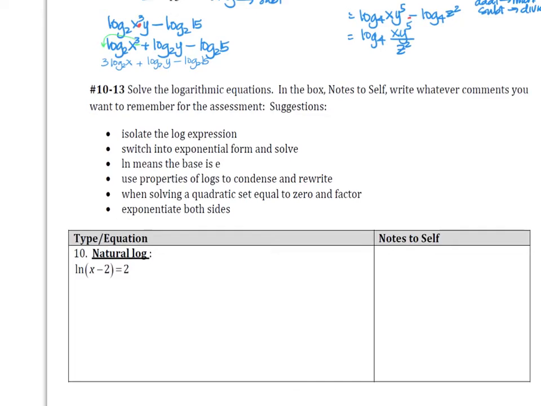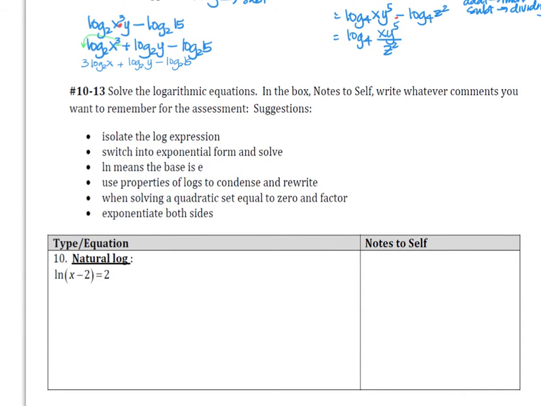All right, number 10. Now, taking a look at this information you have above, probably the most important thing here is that you need to isolate the log expression. So in order to do that, we are going to use our inverse operations like we learned in Algebra 1. And then we're going to switch it to exponential form, and that is when we are going to solve that. Now, a couple little things to remember. Natural log has base e. And then we could possibly be using the properties of condensing and rewriting.